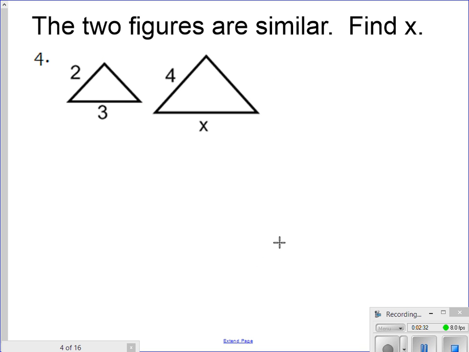Here we're told they are similar, so go and find x, which just means, let's set up our proportion and cross multiply and solve. So 2 matches up with the 4, and that'd be equal to 3 over x. Cross multiply and solve. So 2x equals 12, which means x equals 6.